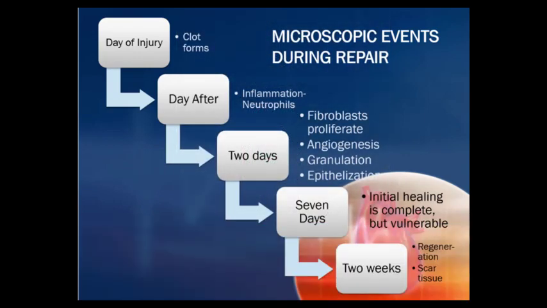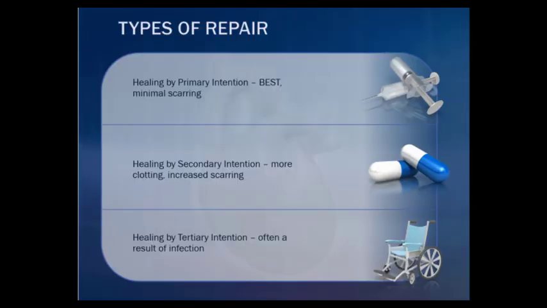And then day 7, we start to see that healing is complete, but it's still vulnerable. At this point, you still may have a lot of redness in the area because the tissue is still very thin. But then after about 2 weeks, we either have complete regeneration or we start to see the formation of scar tissue. Now, there are 3 types of repair that our body can undergo.